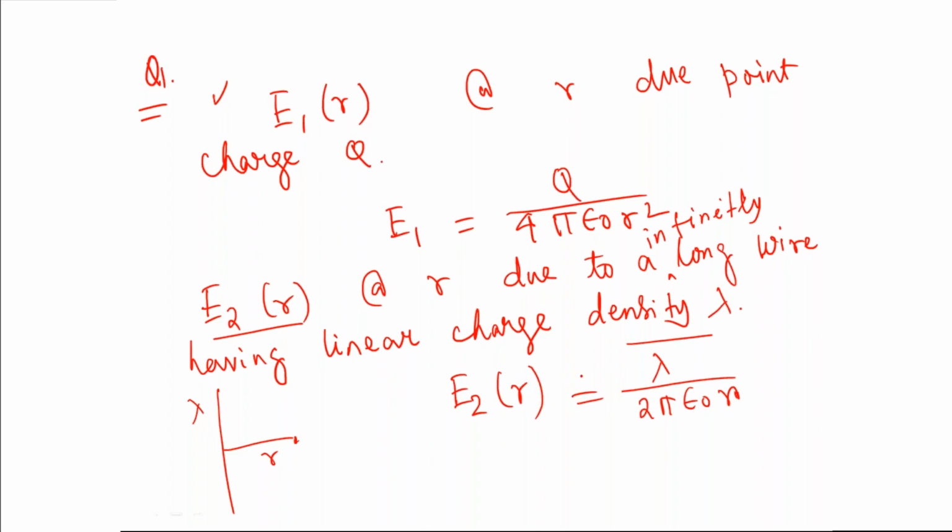Okay, so I'll just clean them and then I'll write in a small space. u1 r, then we have q by 4 pi epsilon naught r square. Then E2, this is for an infinitely long wire, so that is lambda by 2 pi epsilon naught into r. The third one was actually the electric field at r.